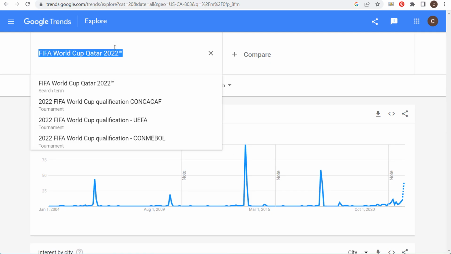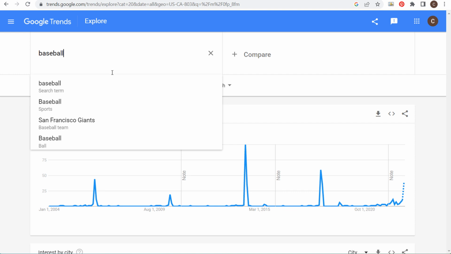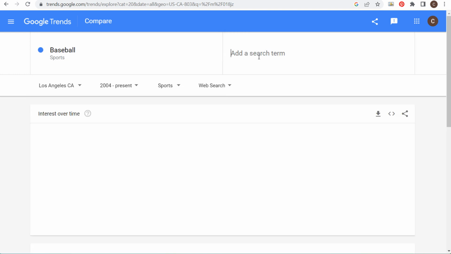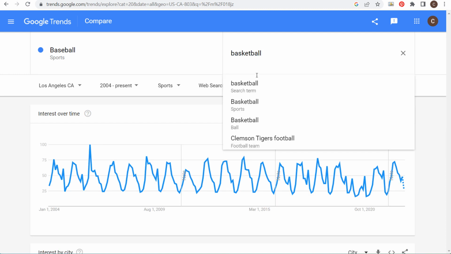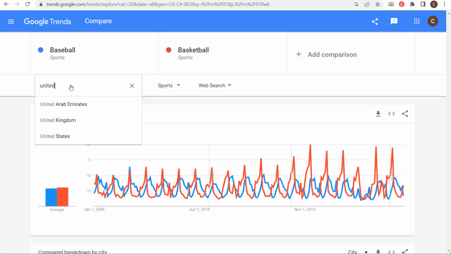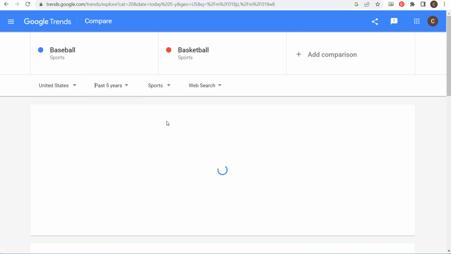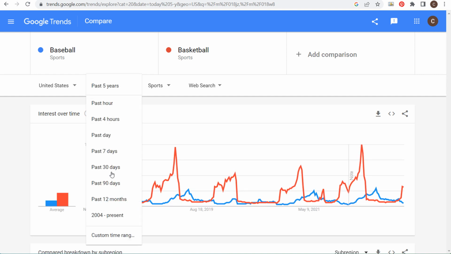Now, number 9, compare 2 search terms or 2 topics. So let's come in here. Let's say I'm arguing with my friend, what's more popular, baseball or basketball in the United States? So let's take baseball, sports, and let's take basketball. And we'll do sports here as well. Instead of Los Angeles, we will do United States. And let's just look at the past 5 years. So we'll see what's the most popular over the past 5 years. Actually, let's do that full time.